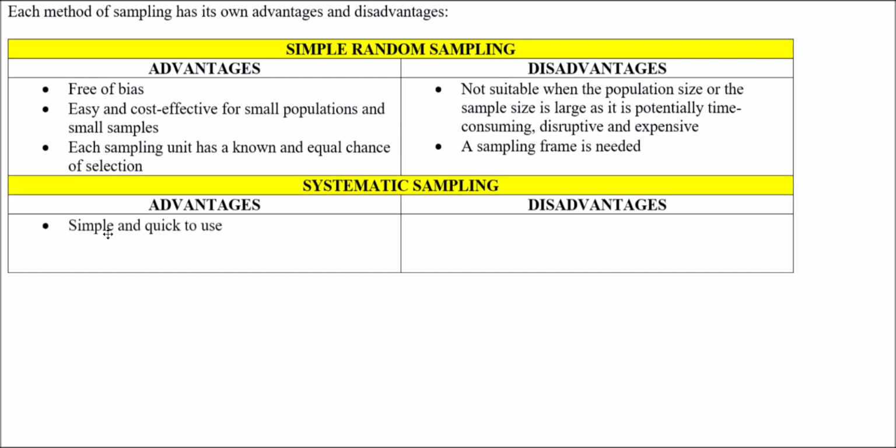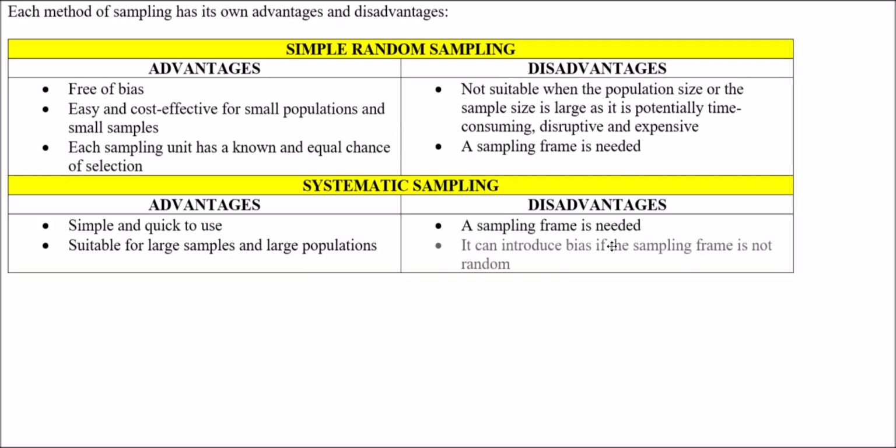Systematic sampling. Advantages: again, it's very simple and quick to use. It's suitable for large samples and large populations because you just generate how many need to be sampled, every 5 or every 10. But disadvantages: again, a sampling frame is needed for that one, and it can introduce bias if the sampling frame used is not random.